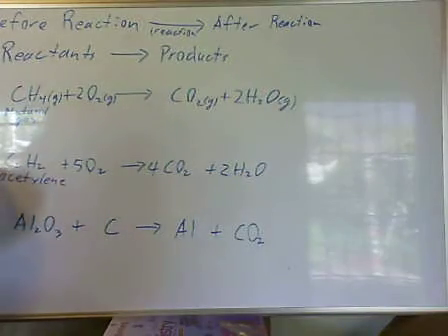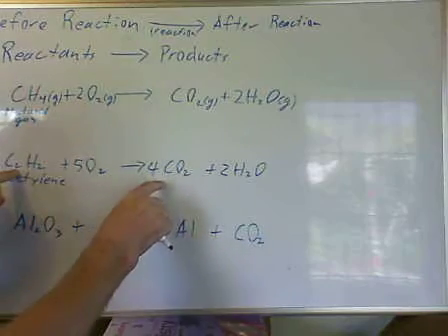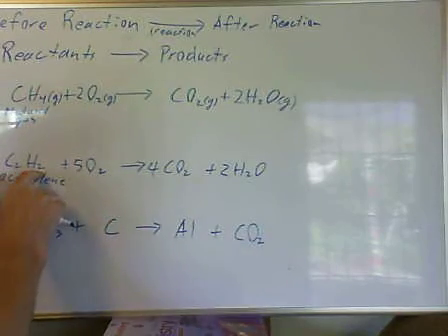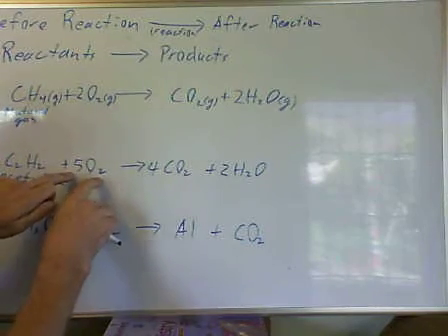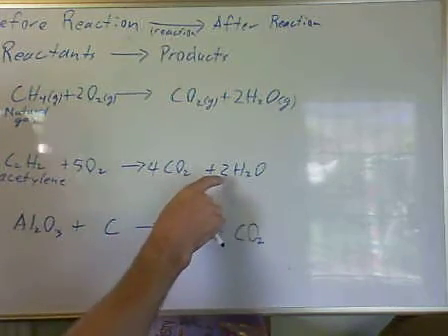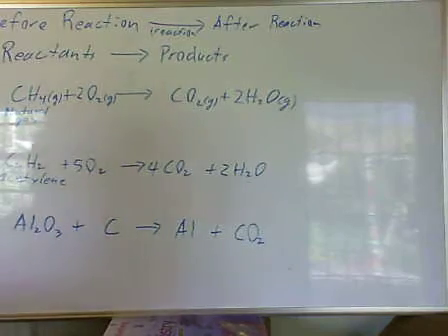We check, we got 2 times 2 is 4 carbon, we have 4 carbon. 2 times 2 is 4 hydrogen, we have 2 times 2 is 4 hydrogen. We have 5 times 2 is 10 oxygen, we have 4 times 2 is 8, plus 2 is 10 oxygen.